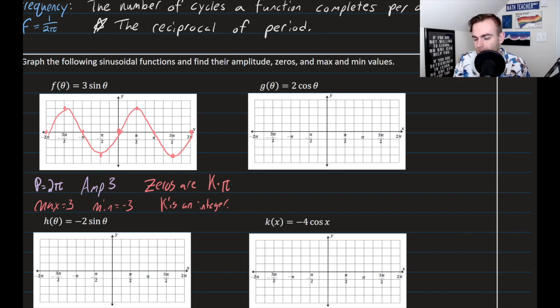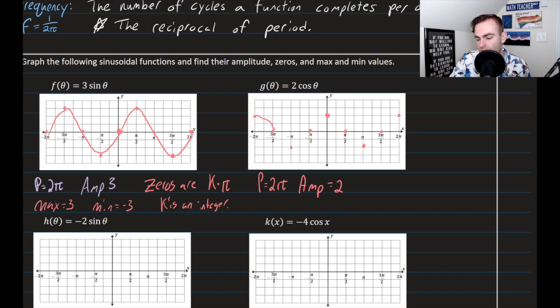Let's do cosine now. The period is 2 pi by default. The amplitude is the coefficient, the absolute value anyway, which is 2. From this, we can actually draw the cosine. Remember, the cosine is up, middle, down, middle, up. So we are going up, middle, down, middle, up, and we can repeat the pattern backwards. So up, middle, down, middle, up.